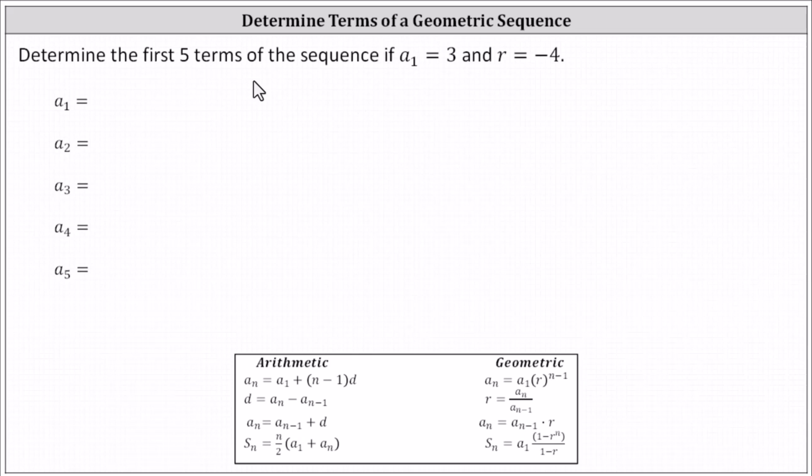Determine the first 5 terms of the sequence if a sub 1, the first term, equals 3, and r, the common ratio, equals negative 4. Because we're given the common ratio r, we know the sequence is geometric. Well, to begin, we know a sub 1 is 3, so we can go ahead and record the 3 for the first term. And there's 2 ways we can determine the remaining terms.